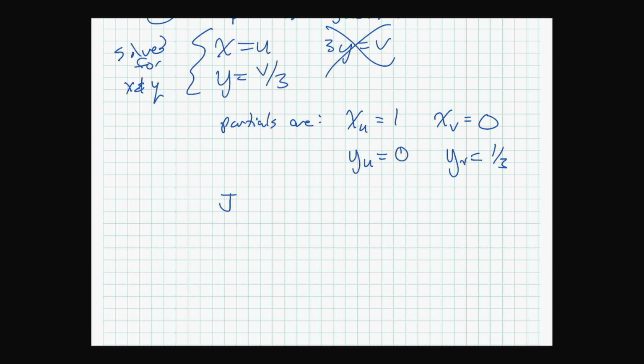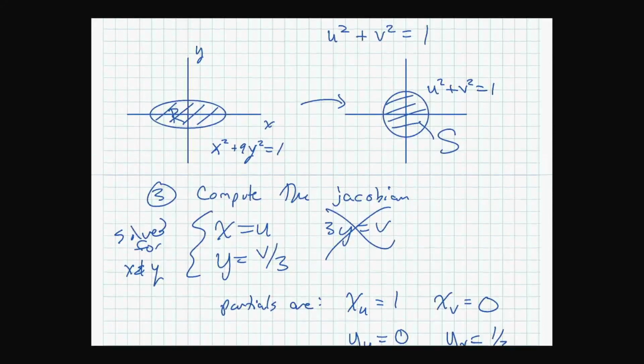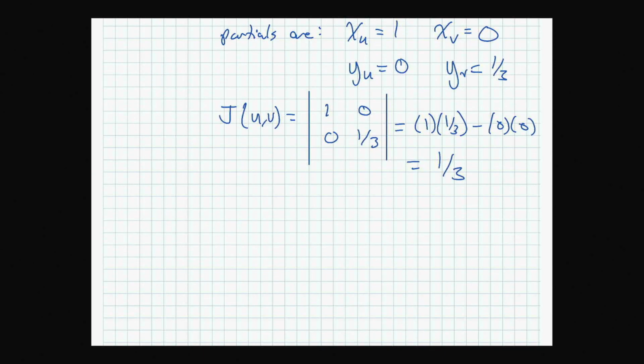So then the Jacobian of uv, we just stick those partials in here: 1, 0, 0, 1/3. I put them in the right order this time. When you multiply this out, it's 1 times 1/3 minus 0 times 0, so it's simply a third. And basically what that's saying, by the way, is it's telling you how the area changes, like what's the area of this ellipse versus the area of this circle. You have to adjust it by this factor. Okay, so we get 1/3 here.